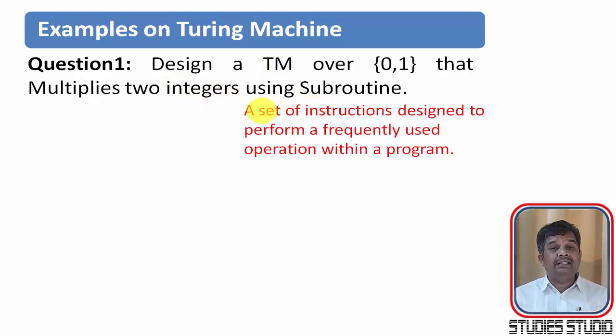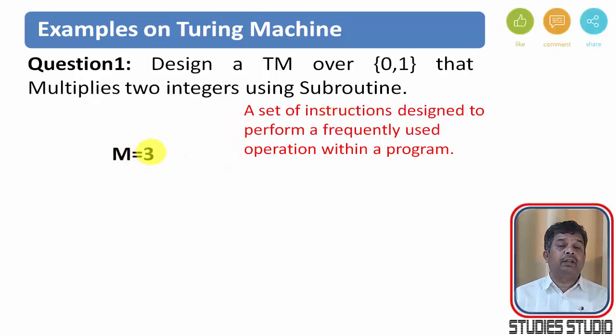So basically, what is a subroutine? A subroutine is a set of instructions designed to perform a frequently used operation within a program. If within a program we are doing some work repeatedly, then instead of writing it every time, we write a subroutine and call it whenever it is required. So let us discuss multiplication and how we can use a subroutine in it.